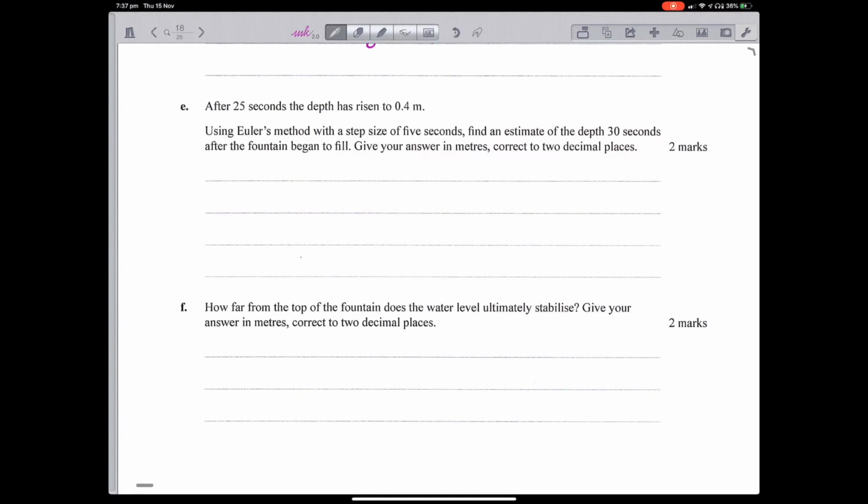Okay, after 25 seconds, the depth has risen to 0.4 meters. Using Euler's method with a step size of 5 seconds, find estimates of depth for 30 seconds. Okay, so we know the height at 25 seconds is 0.4, and we want to find the height at 30. So we know our height at 30 is going to be 0.4 plus 5 times dh/dt when h equals 0.4. So it was 4 minus 5 root 0.4 on 25 pi (4 times 0.4 squared plus 1), which is, give your answer.